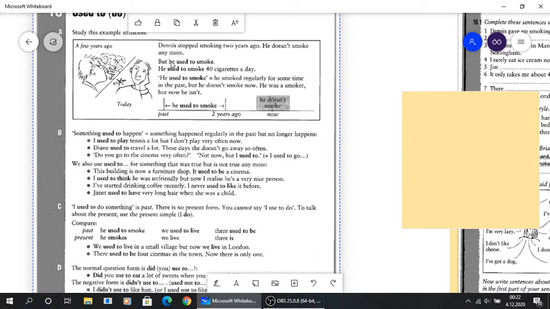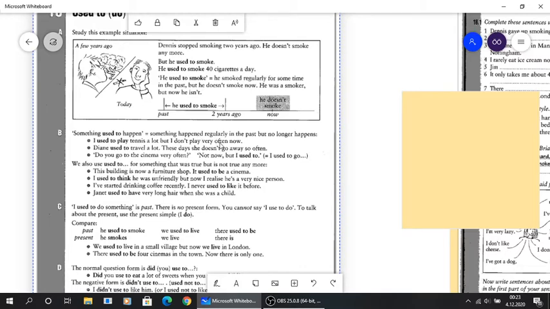And we use used to with verb one. Okay. He used to smoke, for example, in the past. He used to smoke 2 years, but now he doesn't smoke anymore. He stopped smoking. Something used to happen. Something happened regularly in the past, but no longer happens.